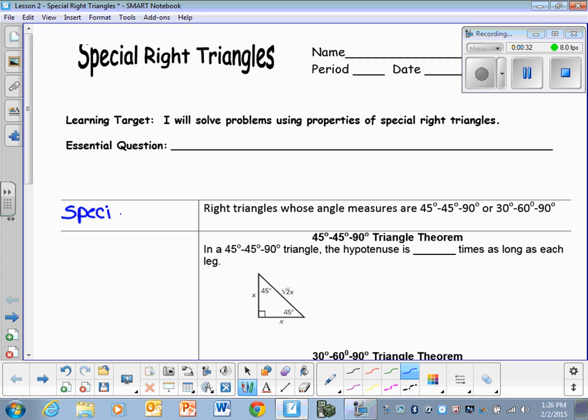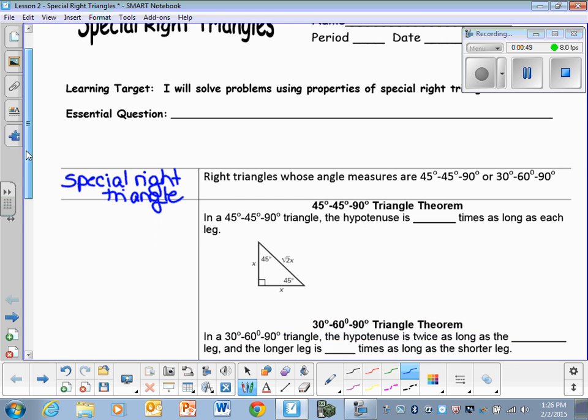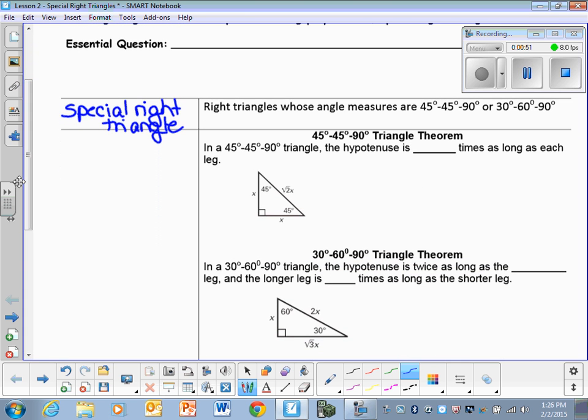A special right triangle is defined as a right triangle whose measures are 45, 45, 90 degrees, or 30, 60, 90 degrees. We have a couple of theorems. The 45, 45, 90 degree triangle theorem states that in a 45, 45, 90 degree triangle, the hypotenuse is the square root of 2 times as long as the length of each leg.